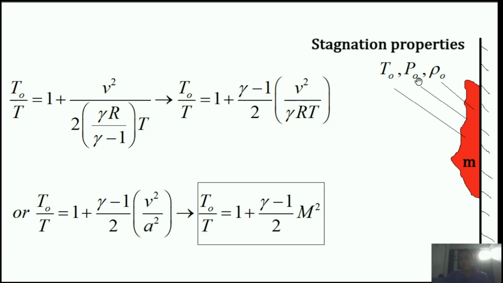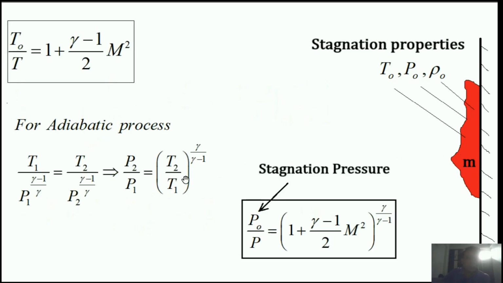Now, how to find out the stagnation pressure and density? I already told that sudden processes are always adiabatic. This is a sudden process, meaning a gas is suddenly stopped. Then we know that for an adiabatic process, the general relation between temperature and pressure is T1 by P1 raised to power (gamma minus 1) by gamma equals T2 by P2 raised to power (gamma minus 1) by gamma. If I cross multiply, then P2 by P1 raised to power (gamma minus 1) by gamma equals T2 by T1.